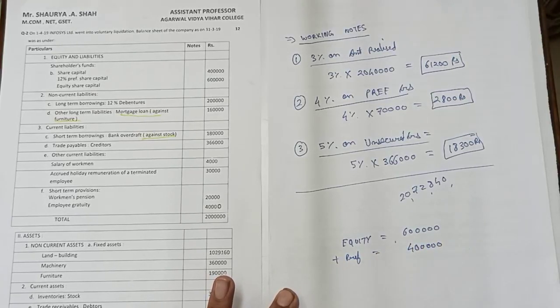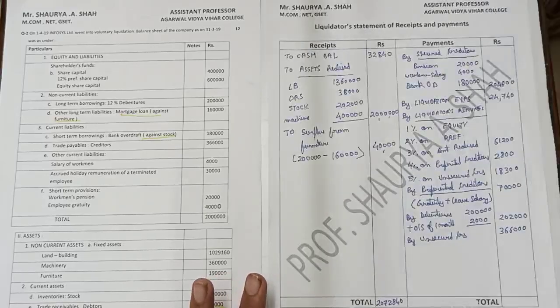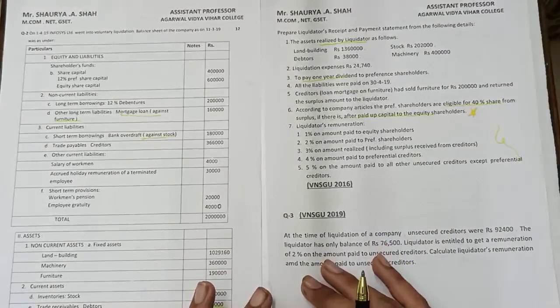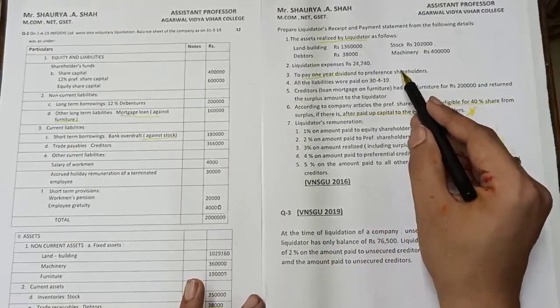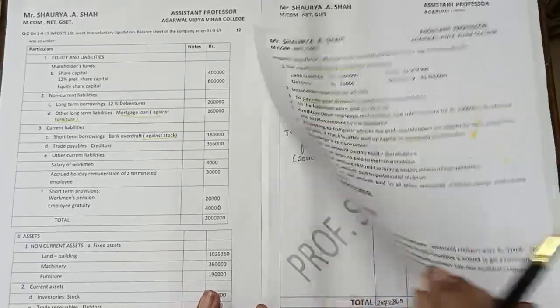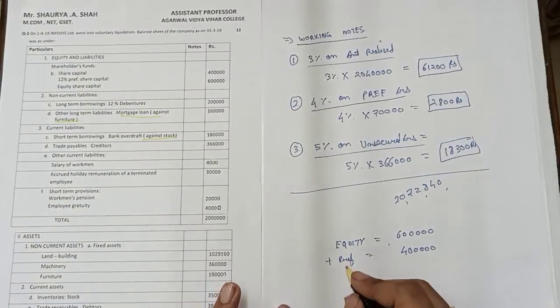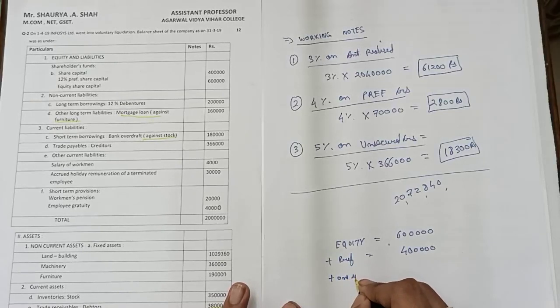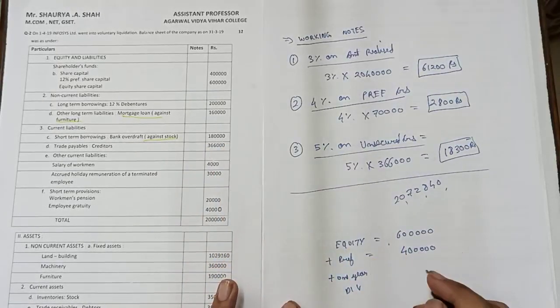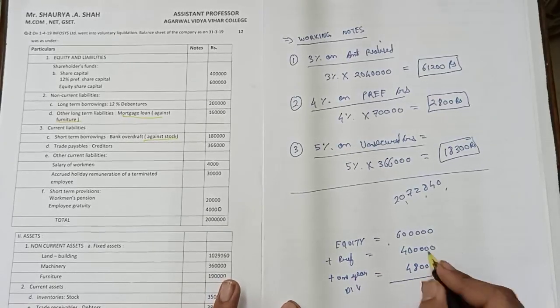Now one more piece of information is given in your adjustments, students. It is given that 1 year preference dividend is to be paid, right? So you need to pay 1 year preference dividend also. 1 year preference dividend means 12% on 4 lakh gives me 48,000. So in all I need to pay 10 lakh 48,000.